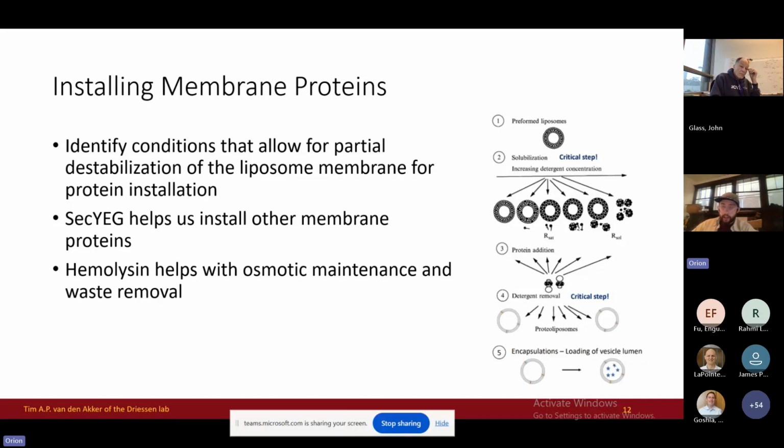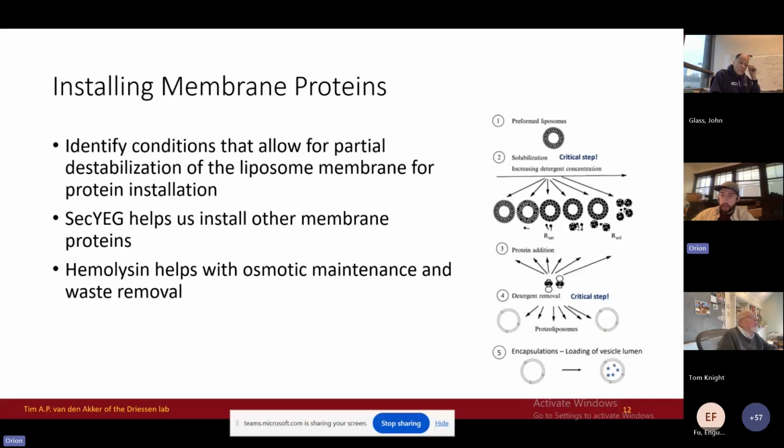And so we're looking at this for SecYEG, which is perhaps the most important of the membrane proteins that we're thinking of putting in the chicken and the egg context, just because SecYEG will help us install other membrane proteins that we synthesize and translate in situ. But then we're also looking at hemolysin.